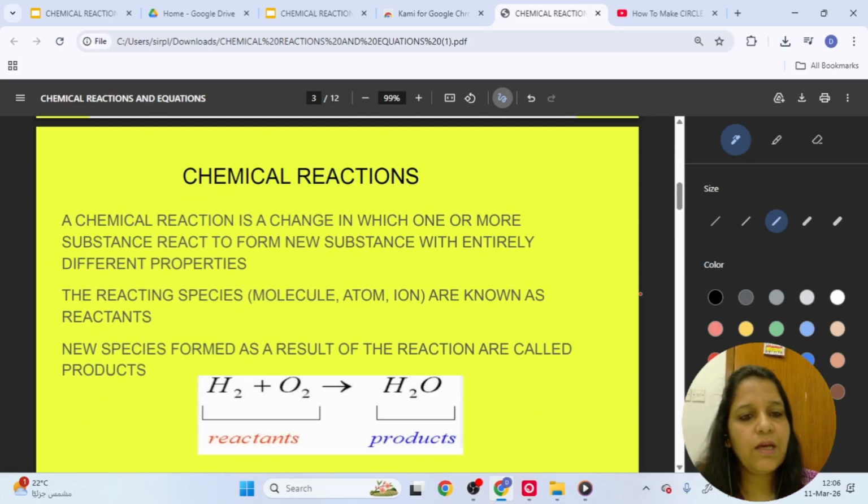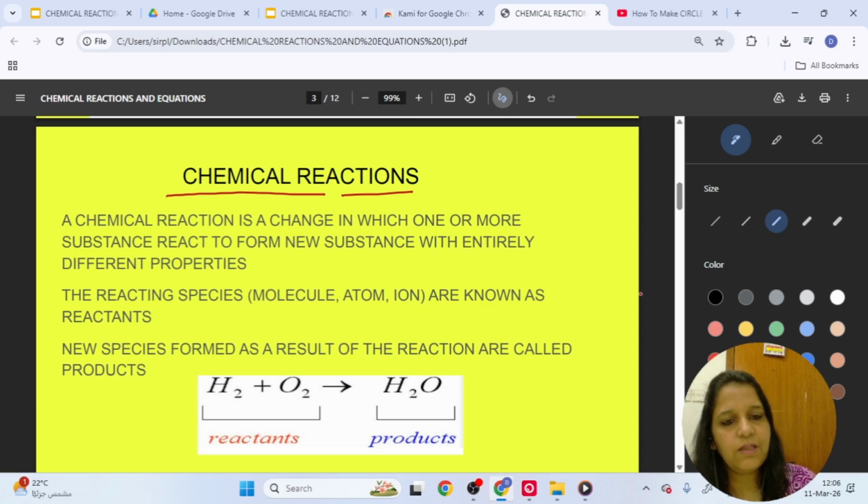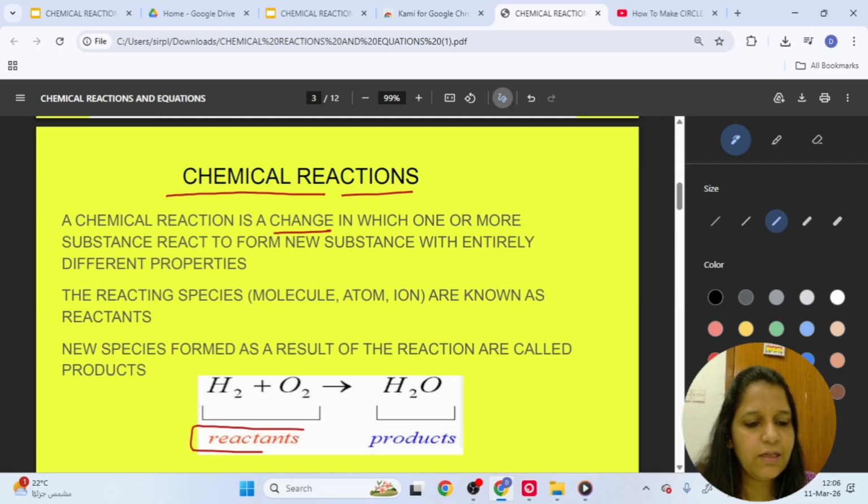Now with this we can discuss directly the chemical reactions. The chemical changes are generally associated with the chemical reactions, and the chemical reaction is what? It's a change in which two or more substances react to form a new substance. Now the substances which are reacting with each other, we call them as reactants. उनको हम क्या कहते हैं? Reactants. And the substances which are formed, they are known as products.